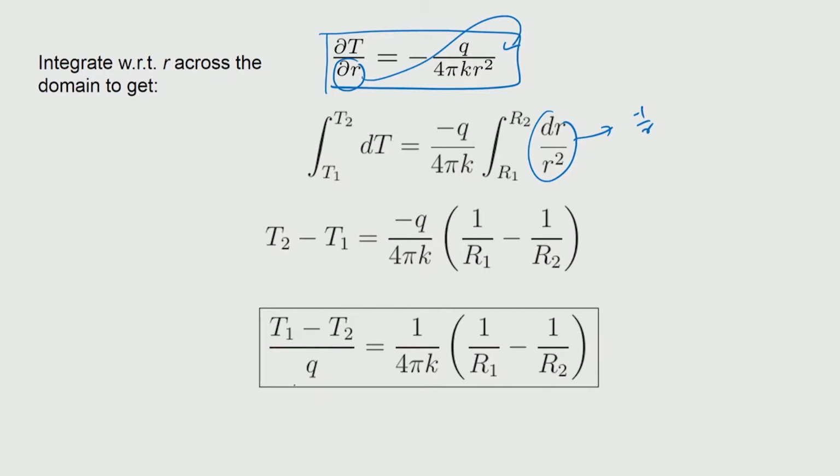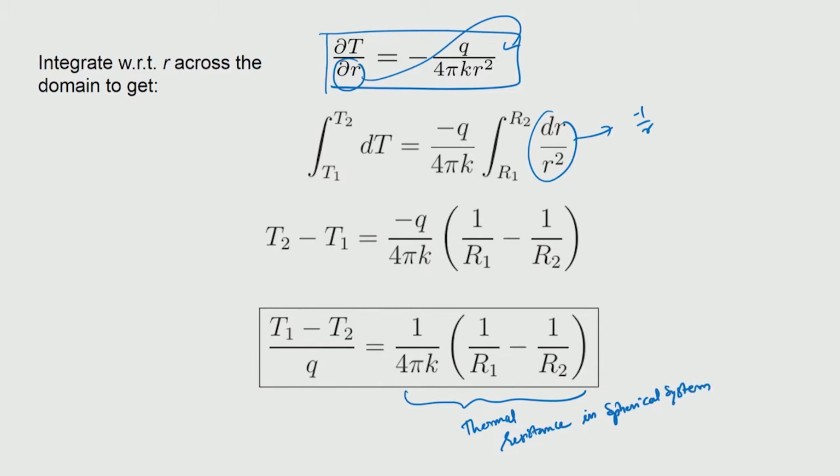you can see that the expression is given as delta T by Q is equal to 1 by 4 pi k into the difference of the inverses of the radii. So, this is the thermal resistance in the case of a spherical coordinate system. Now, we can see that in each coordinate system the thermal resistance has a different expression for the length scales.